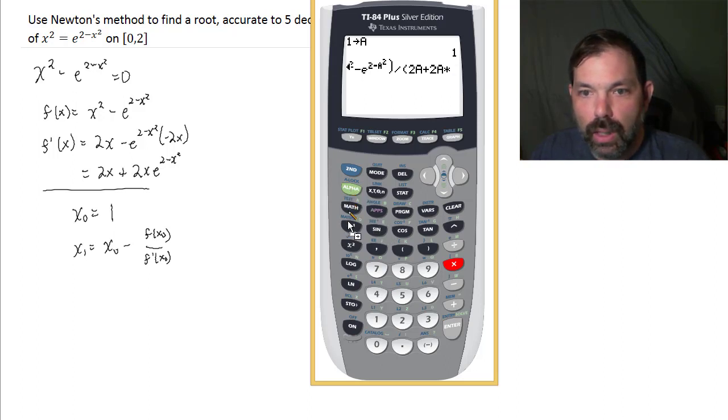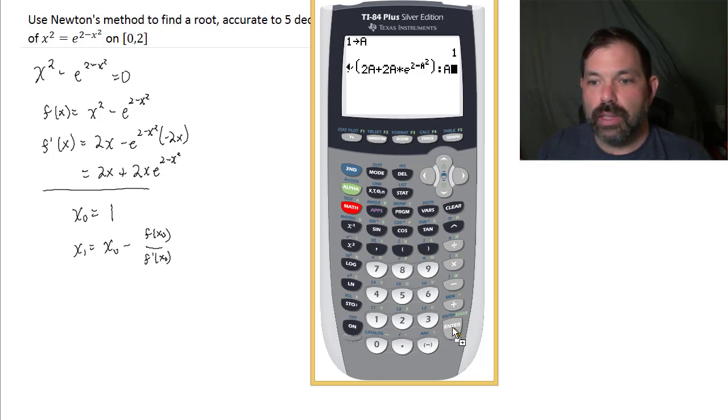Times exponential 2 minus alpha a squared. Close off the denominator. All right, now again, I want to display the a value at each step. So alpha in the decimal brings up the colon, and I want it to display a. And let's hit enter, and it gave me back 1.